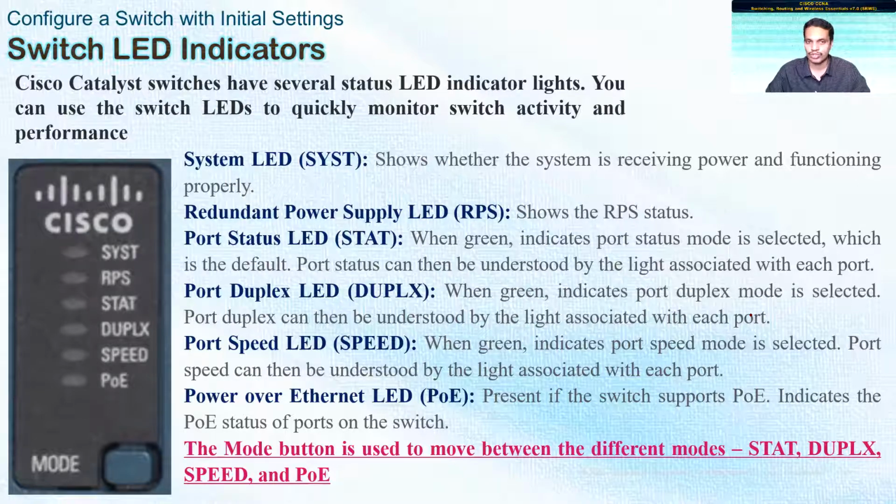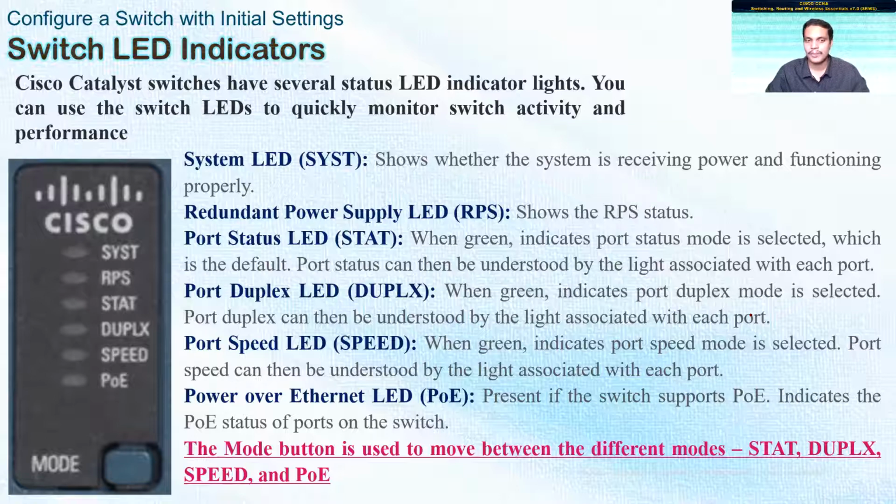Third one is your port status LED. When green, it indicates the port status mode is selected, which is the default one. Then comes the duplex LED. When green, it indicates the port duplex mode is selected. Next one is the port speed LED. When green, it indicates that the port speed mode is selected. The last one is PoE, which stands for Power over Ethernet LED. This is present if the switch supports PoE.